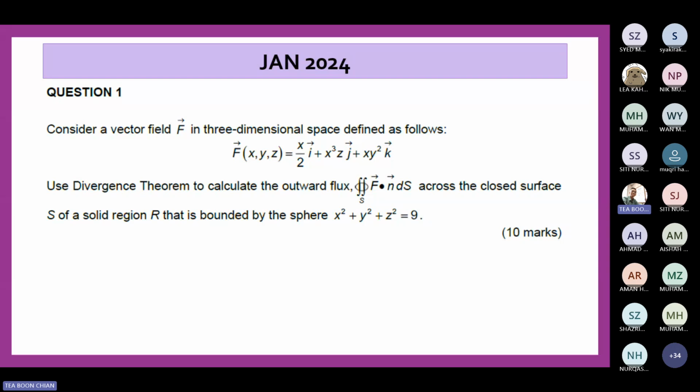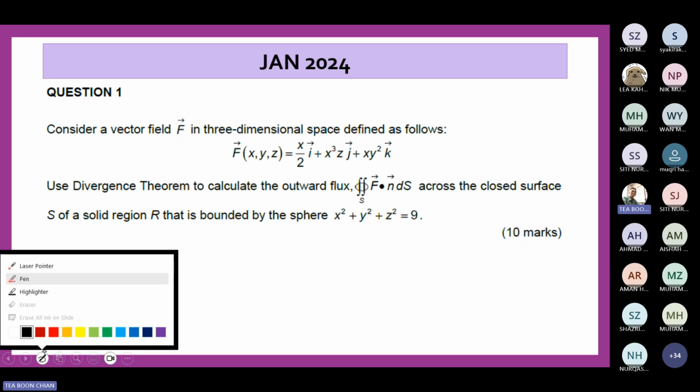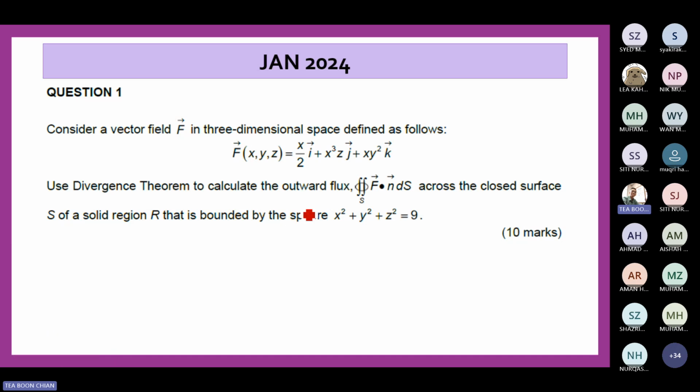Again, a question about the divergence theorem. Consider a vector field F in three-dimensional space defined as follows. Whenever you are given the vector F, you can start to analyze the components: x over 2 is the component M, x cubed z is the component N, and x y squared is the component P. Now use the divergence theorem to calculate the outward flux, the double integral of F dot n across the closed surface S of a solid region R that is bounded by the sphere x squared plus y squared plus z squared equals 9.